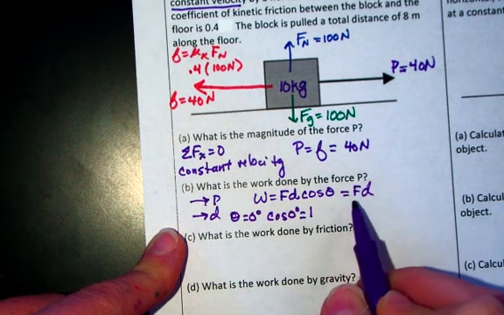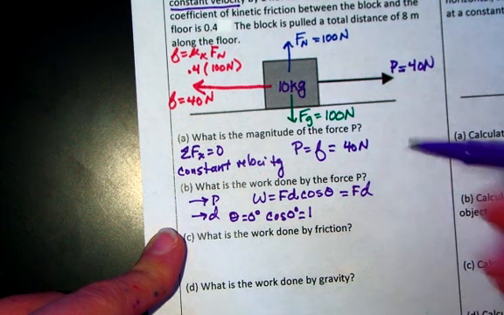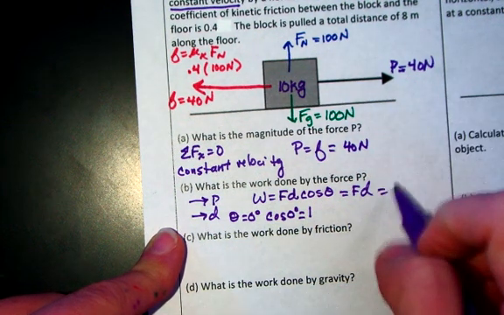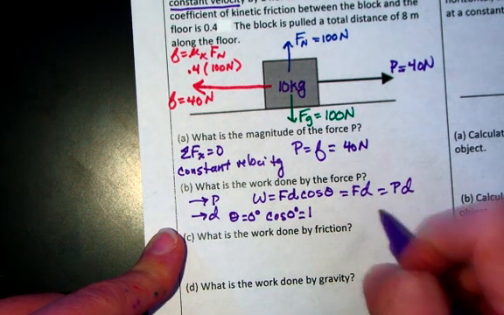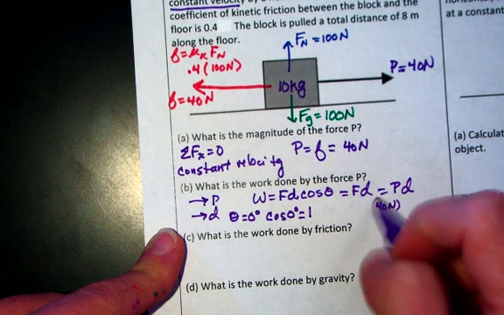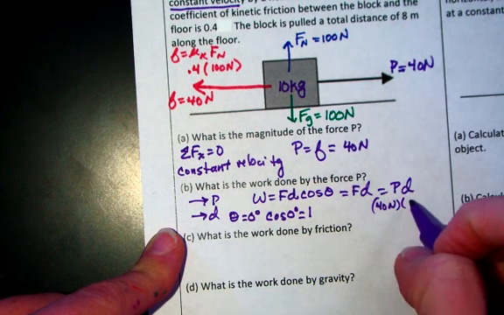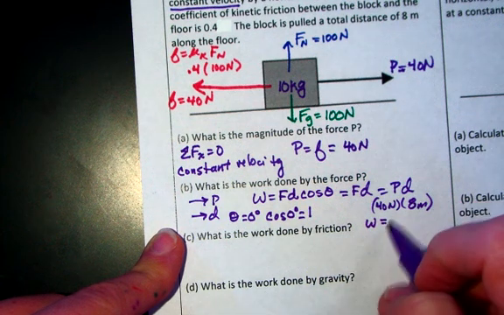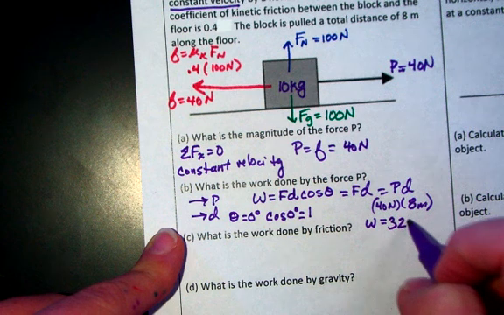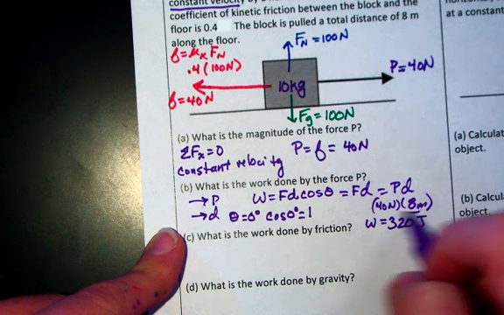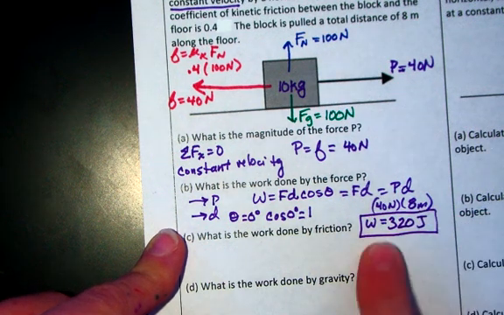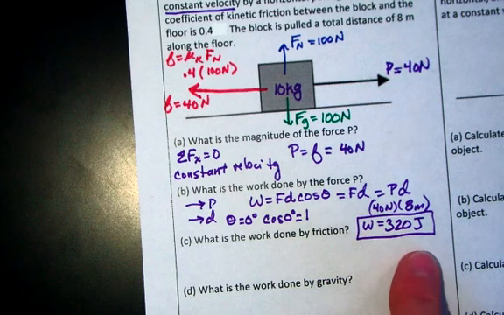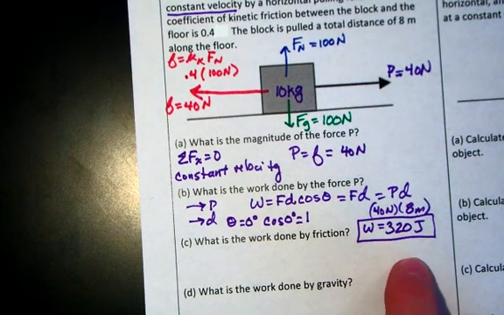And what force are we looking at in particular? Our pulling force. And our pulling force is 40 newtons. Our distance is 8 meters. And therefore, the work of the pulling force is 320 joules. All right, remember work is just a transfer of energy. So our units are going to be in joules.